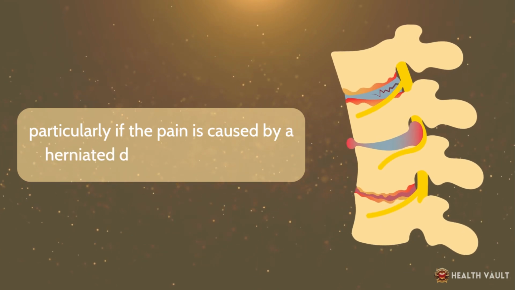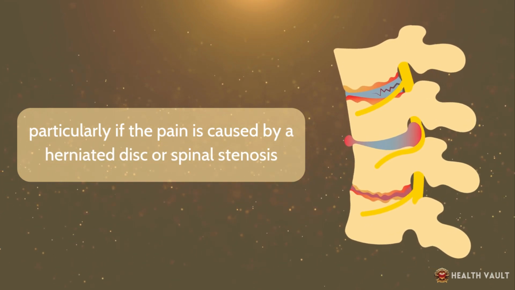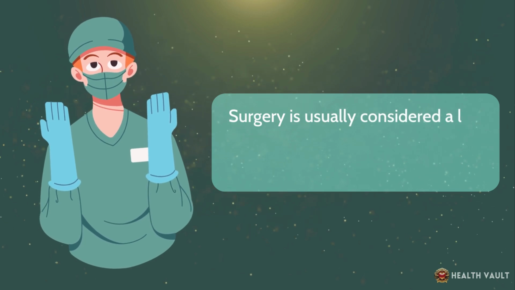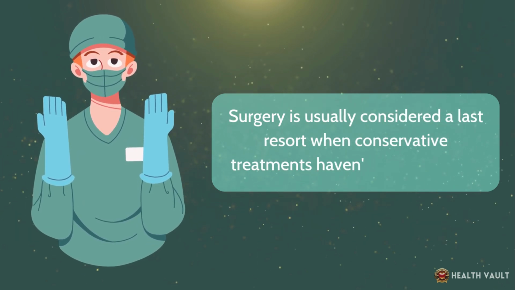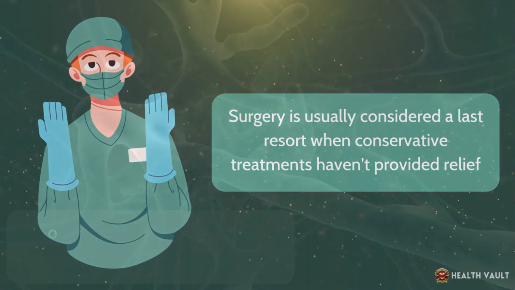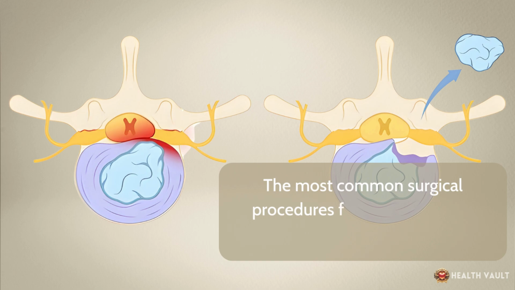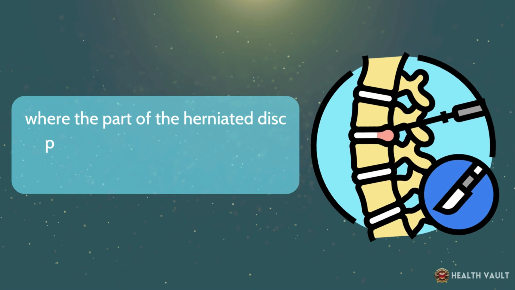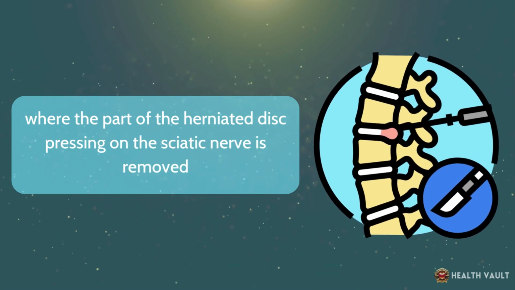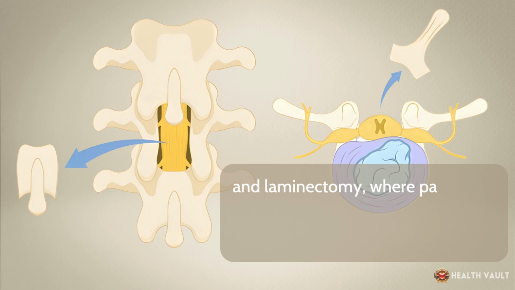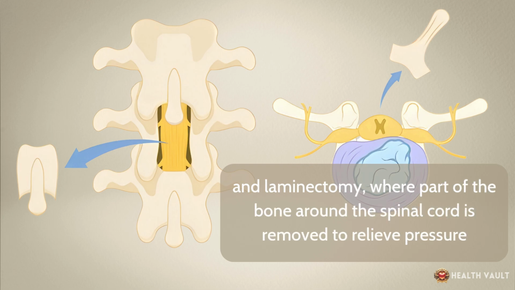For individuals with severe or persistent sciatica, surgery may be necessary, particularly if the pain is caused by a herniated disc or spinal stenosis. Surgery is usually considered a last resort when conservative treatments haven't provided relief or if there's significant nerve damage. The most common surgical procedures for sciatica include discectomy, where the part of the herniated disc pressing on the sciatic nerve is removed, and laminectomy, where part of the bone around the spinal cord is removed to relieve pressure.